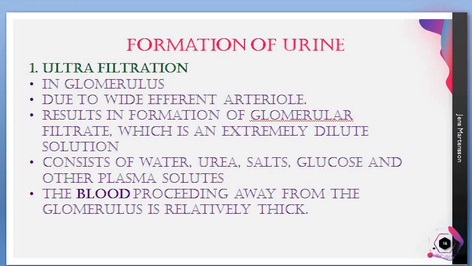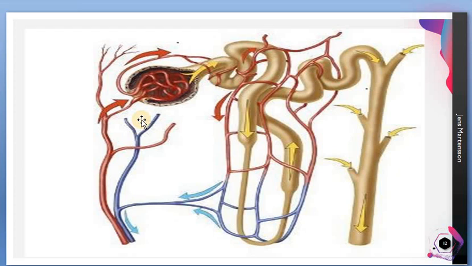And in the glomerulus there are two different blood vessels. One is entering and the other one is leaving. The entering blood vessel is known as the afferent arteriole, this one, and the leaving blood vessel is the efferent arteriole. The afferent arteriole is wider and the efferent arteriole is narrower. This is narrower and this one is wider. This difference in their diameter creates huge pressure.